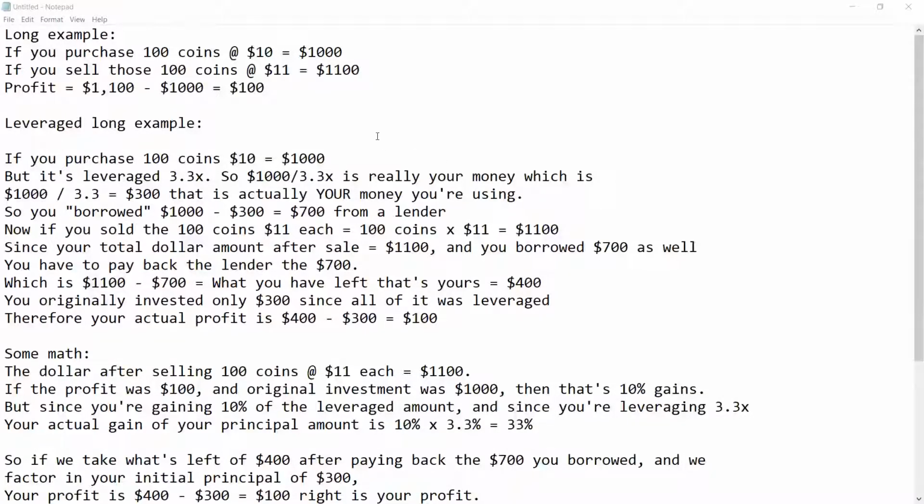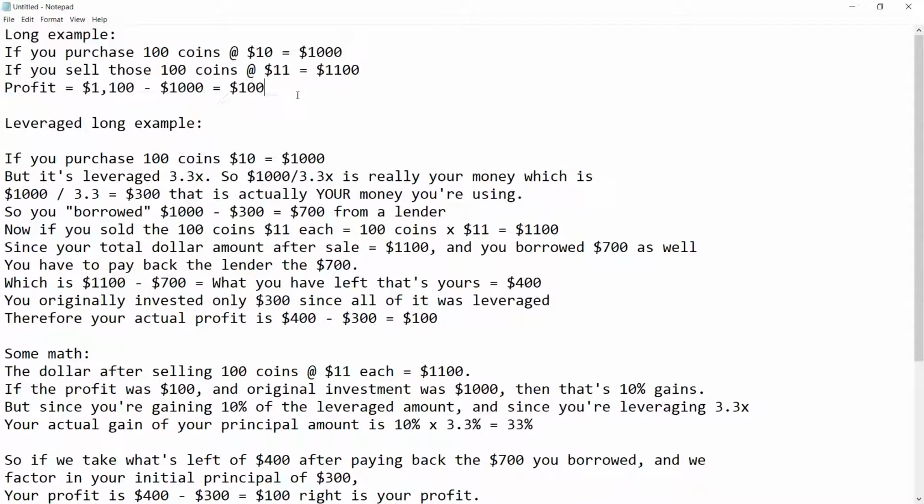We have to go over some very basic stuff first, okay? And we have to cover what long really means first. So whenever you guys are playing in your normal exchange account, let's just say you purchased 100 coins at $10, okay? You purchased it at $10 and that's $1,000, obviously, right? If you sell those 100 coins at $11, you're now up to $1,100. So what is your total profit? Your total profit is what you have after the sale minus what you originally invested to begin with, called your principal. So that would be $100.